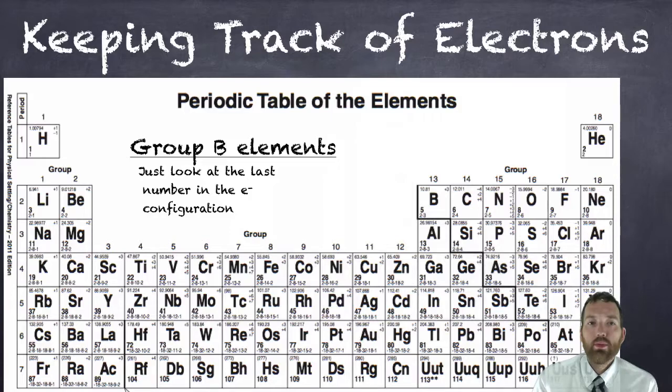Now, if we're looking at group B elements, or the transition metals, groups 3 through 12, we can't go by their group number. So you just need to look at the last number in the electron configuration. It's usually a 2 or a 1.